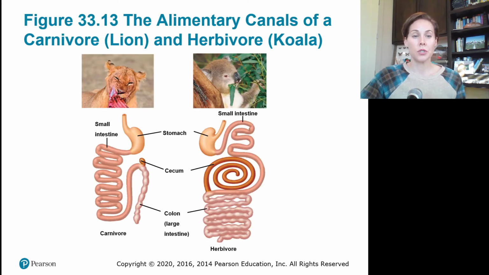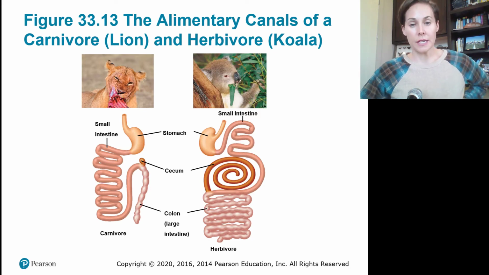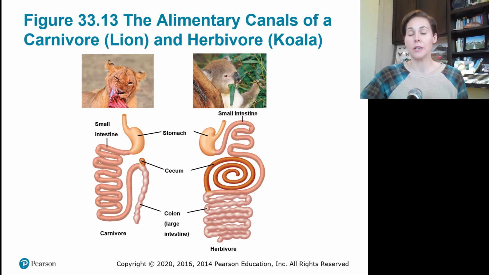So looking at these two, you can see the cecum, which is used for absorption, kind of a storage place before it goes off into the intestines. But you can see there's definitely different intestinal tracts looking at a lion versus a koala. Lions, of course, being strictly carnivores, and koalas being strictly herbivores.